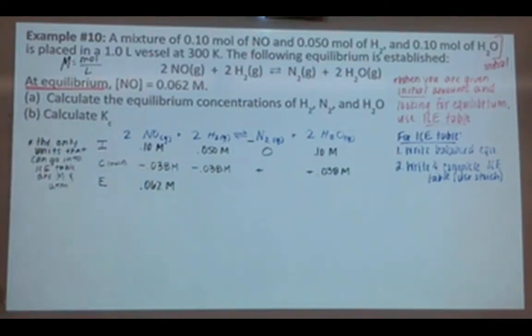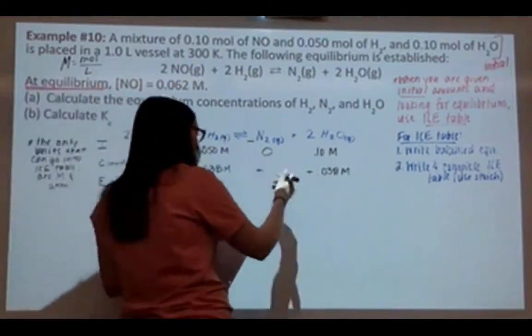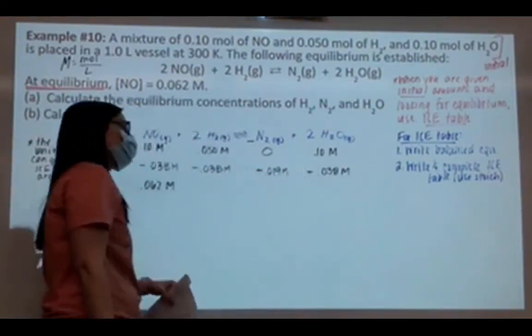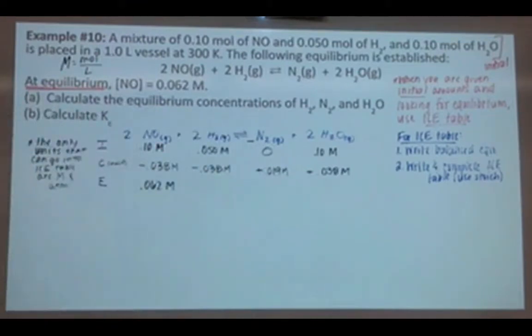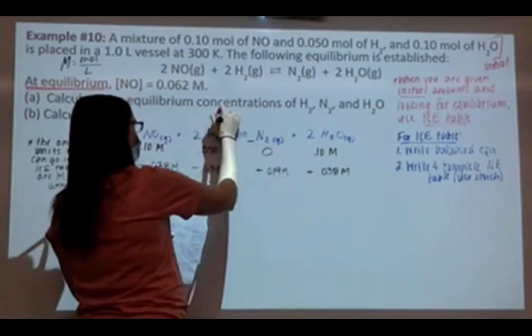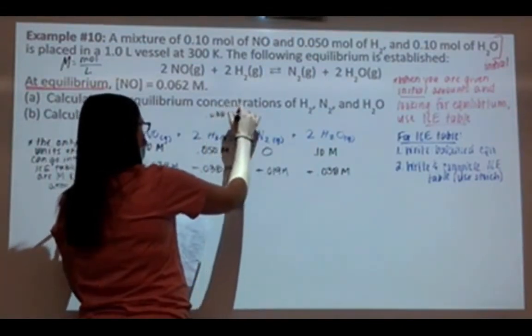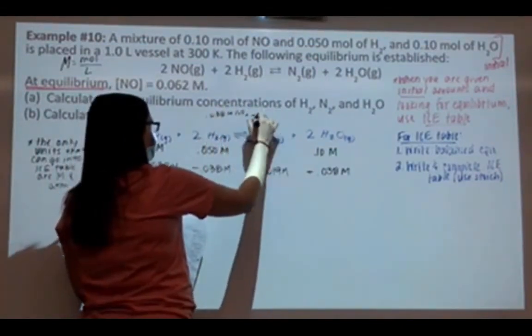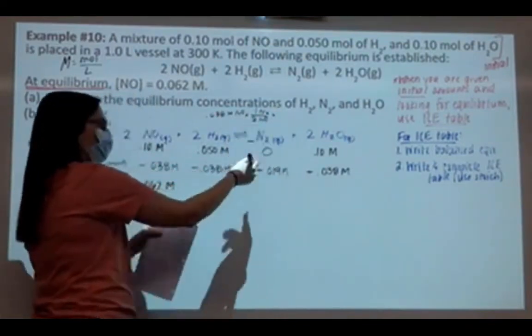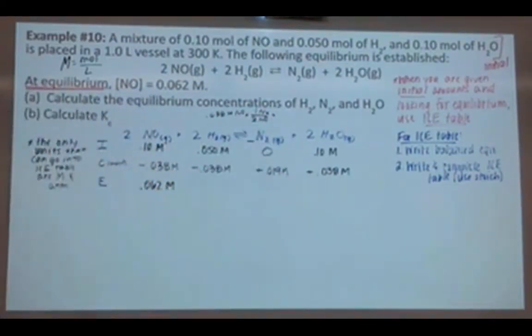If the coefficient is half that, the change will be half of the others. Now if you're like, well, can I write it out? Can I do stoich? Sure. You can do 0.038 molar NO. For every 2 NO, there's 1 N2. You get the same thing. So if you'd rather write it out, you can.